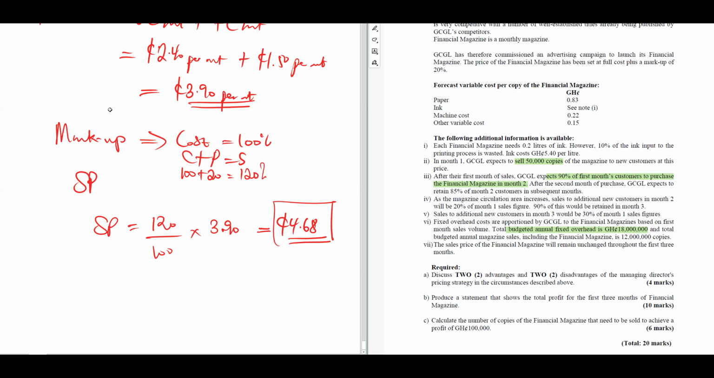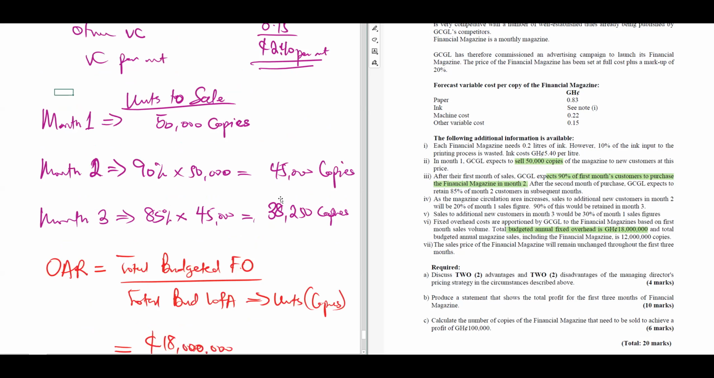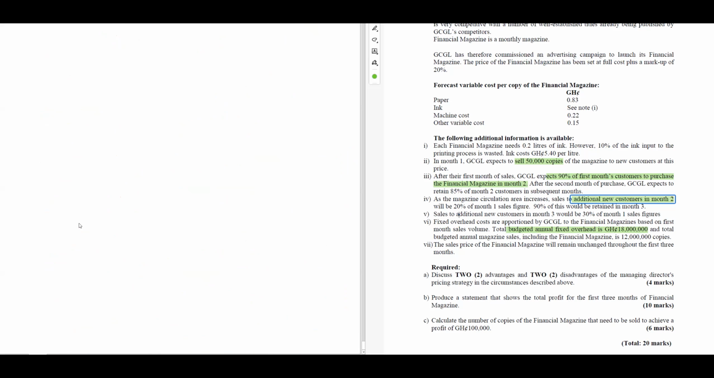Are we okay? So now we've got the selling price of the magazine. We've got the copies that will be sold for each month. But they said that these are existing customers who we will be selling to. But they are saying that as the magazine circulation increases, we will get additional new customers in month 2, who are going to have additional sales of 20% of month 1 sales figures. So if I like, I can say what?